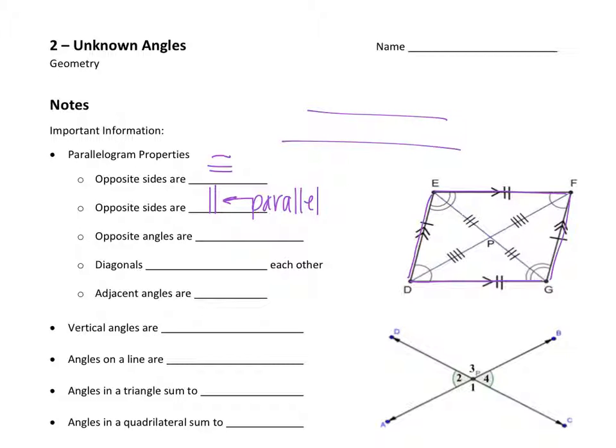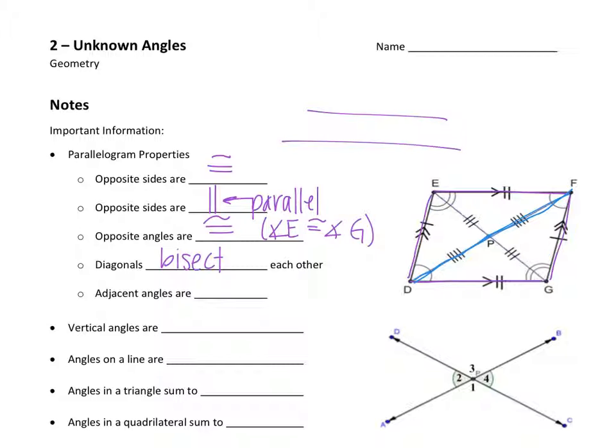Additionally, opposite angles are congruent. So this would be saying angle E is congruent to angle G, and also D is congruent to F. Diagonals bisect each other. And you can see that from the markings over here on the picture. This diagonal DF was cut in half. Each piece of it, DP and FP, are congruent to one another, and same with the other diagonal.